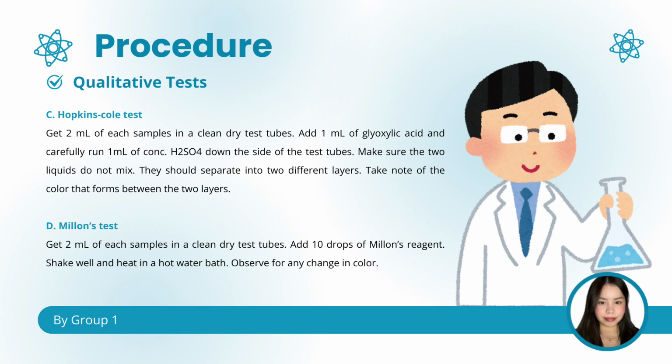For D, Millon's test, get 2 ml of each sample in a clean, dry test tube. Add 10 drops of Millon's reagent. Shake well and heat in a hot water bath. Observe for any change in color.